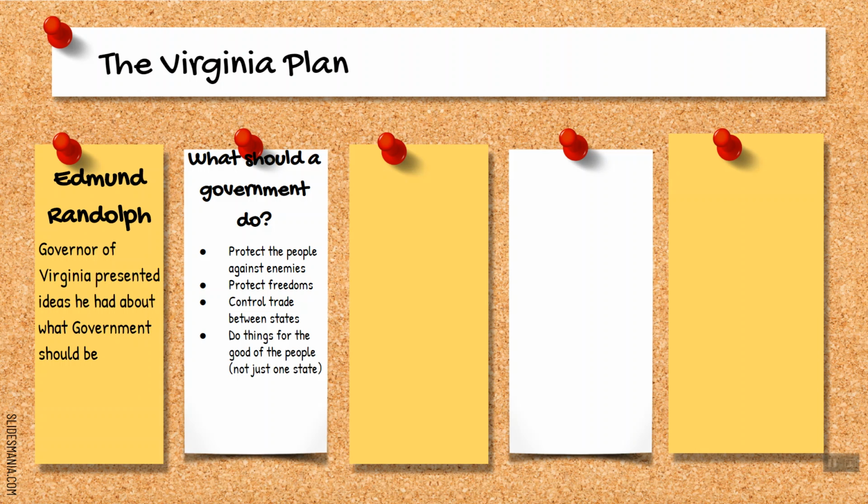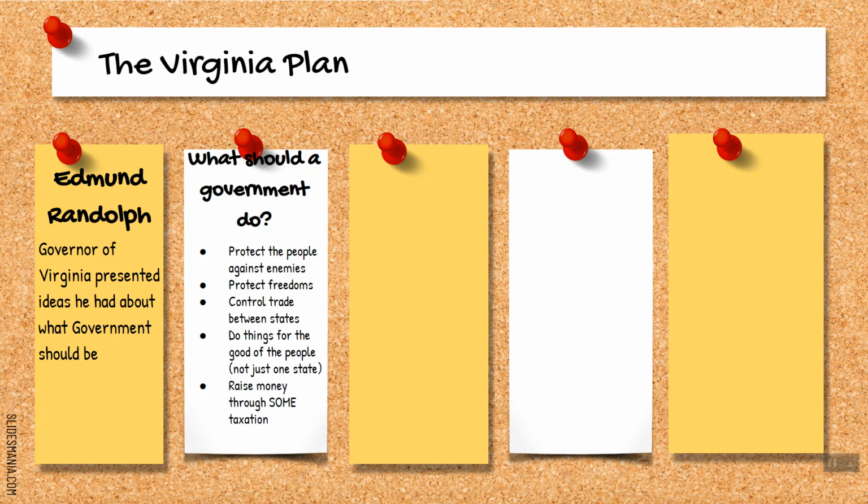He also believed that the central government should do things for the good of the people, not just one state. They wanted the central government to work for everybody. And again, nobody disagreed with that. And he also believed that a government should raise money through some taxation. Now, taxation's not always bad. You need money to run a government. You need to build schools, you need to build roads, and so taxes were pretty important.